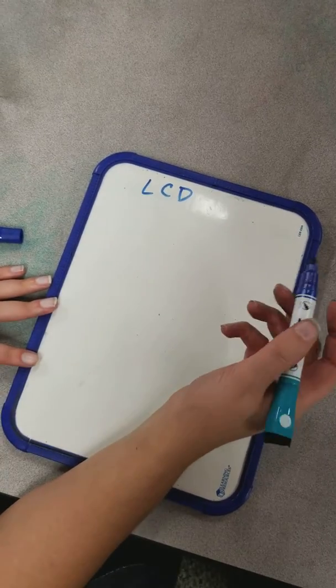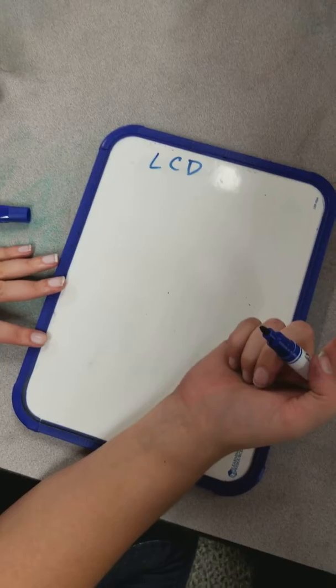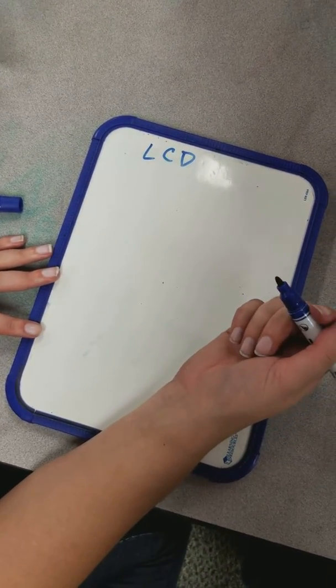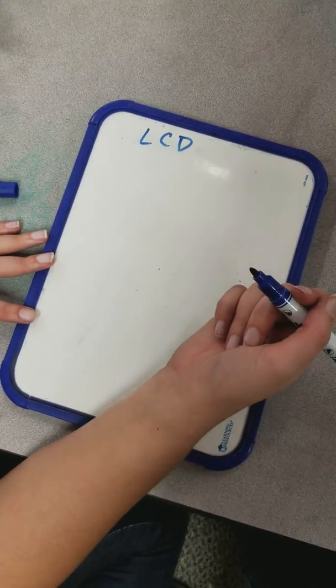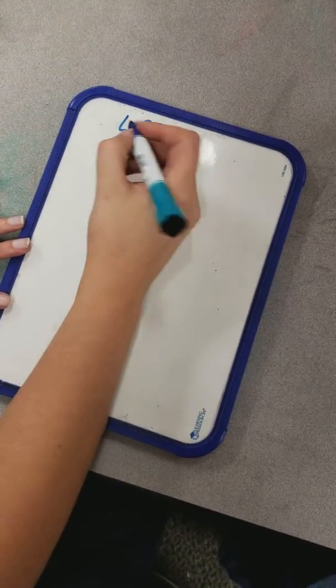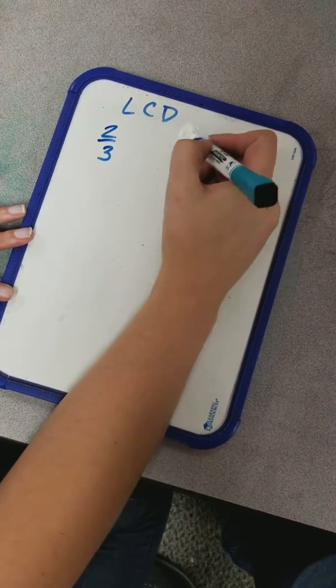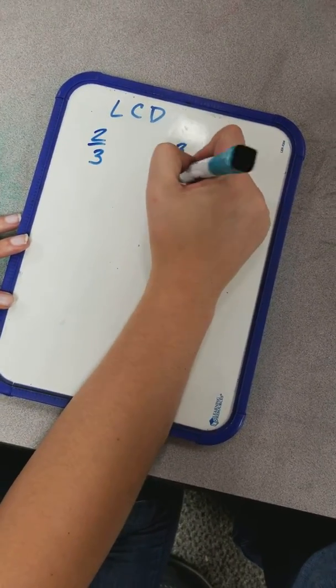We are going to be finding the least common denominator to work with fractions. And the reason why we would use least common denominators is if we want to add, subtract, or compare fractions. We will not use them for multiplying and dividing. So our first step, let's say for our example, our fractions are 2/3 and 3/4.